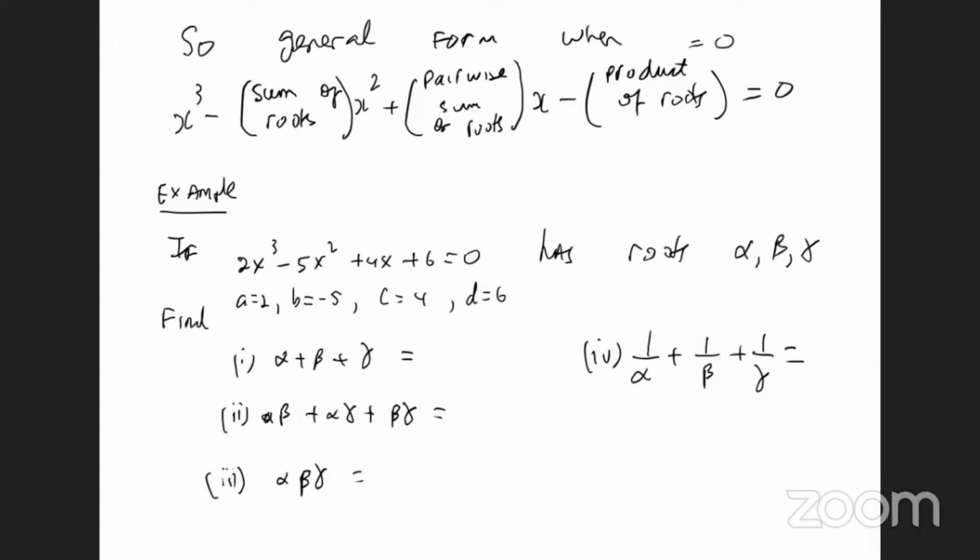Right, for the first one, I got 5 on 2. Next one, I got positive 2. And the last, I got minus 3. Right, in order for you to simplify part 4, you have to find the LCM. Alpha, beta, gamma underneath, and on top will be alpha beta, alpha gamma, beta gamma. So the underneath is minus 3 and the top is 2.